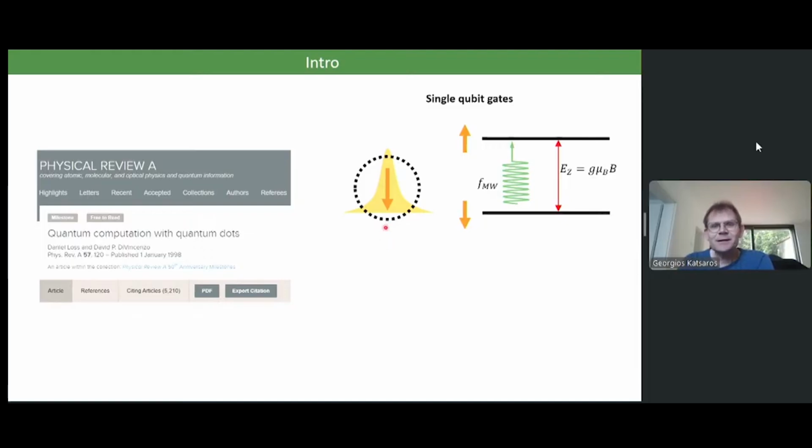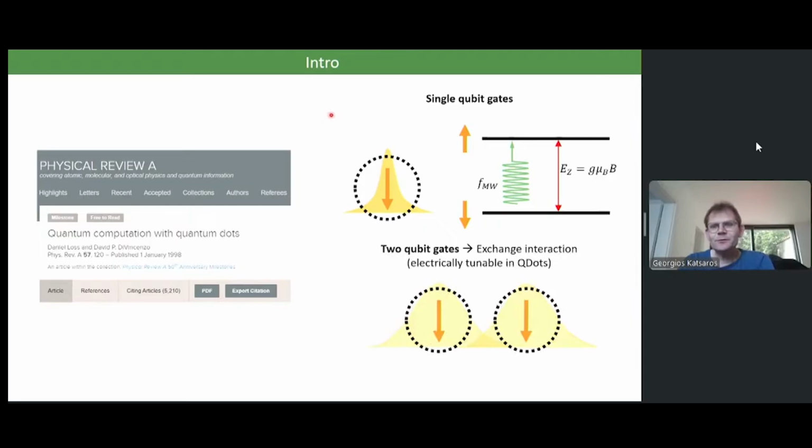You take a spin, which here is indicated with an arrow, and what is in orange is supposed to be its wave function, confined in a quantum dot, which is a dashed circle. You apply a magnetic field, you create a Zeeman splitting, which is equal to g μB B in first order if you assume that g is a number. And then by using microwaves, you can practically induce electron spin resonance and flip the spin. This is how you would do single qubit gates.